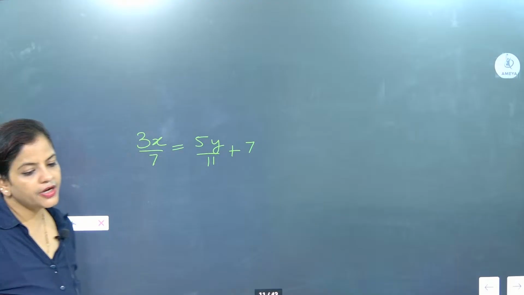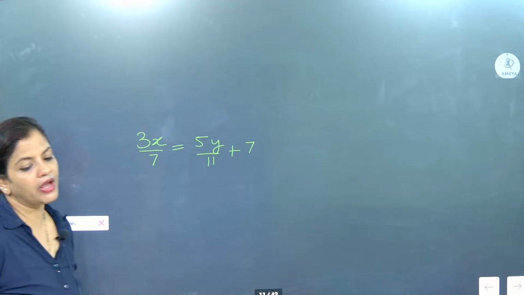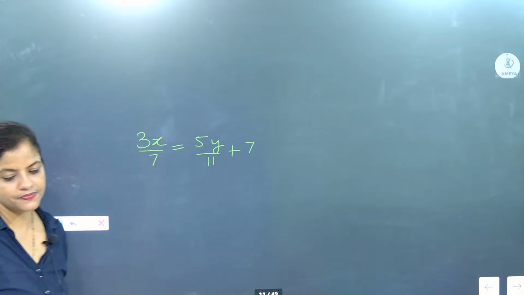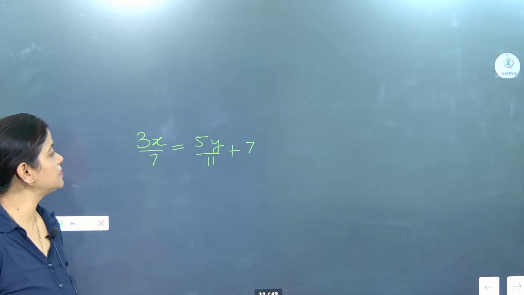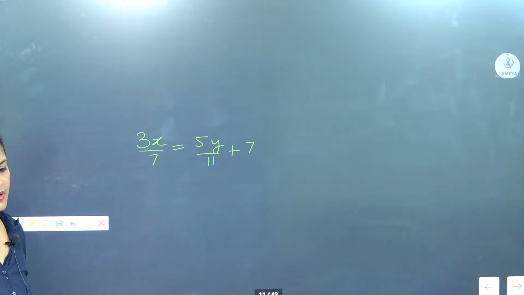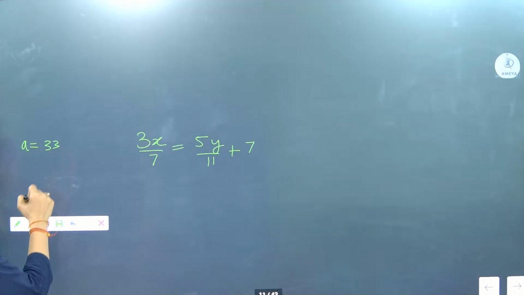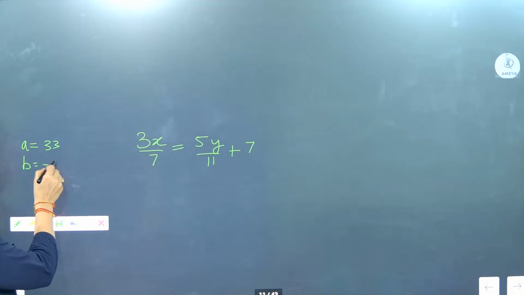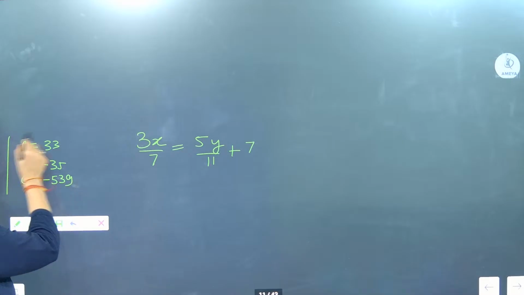X and Y variables are there, two variables. The question I have given, beta, kindly solve this question. What is the answer, beta? A is equal to 33, B is equal to minus 35, C is equal to minus 539. So Amrish has given this answer.